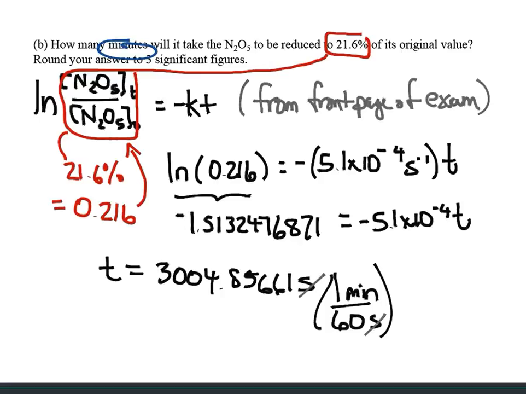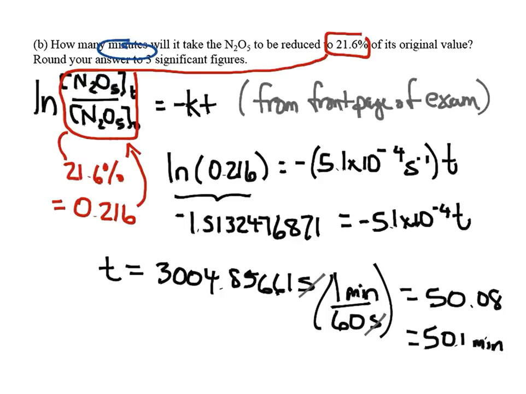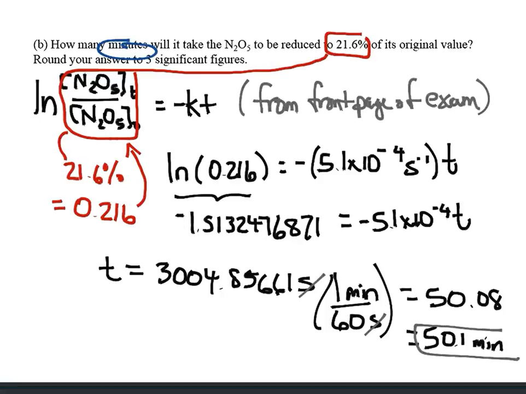So here you have to convert to minutes because the question asks for minutes, and had I noticed that before I printed the key, before I printed the exam and gave it out to you, I would have fixed it, but I didn't notice it. So we convert 3004.85661 seconds to minutes, and we get about 50.08. We round that to 3 sig figs, and we get 50.1 minutes.